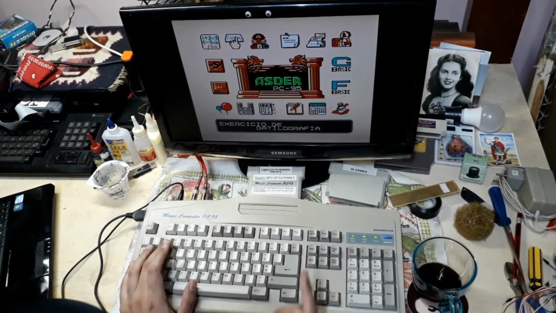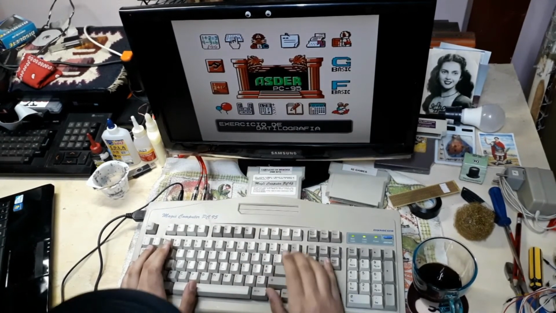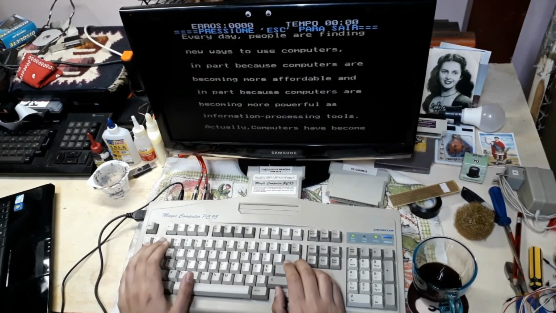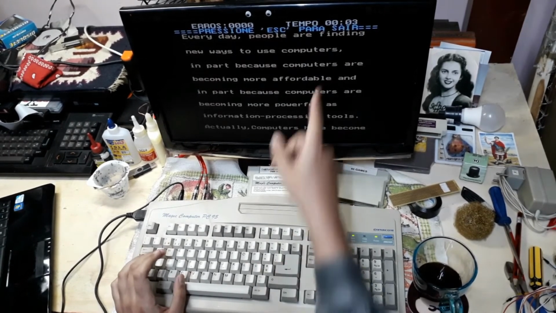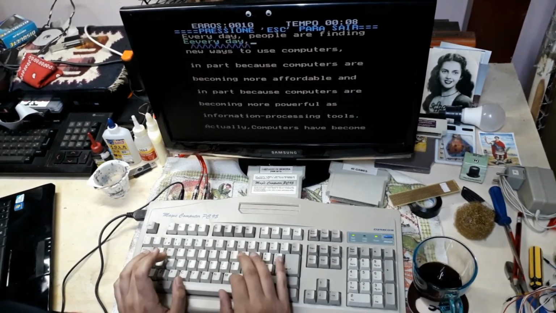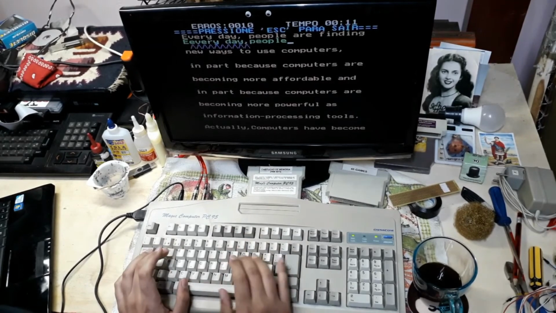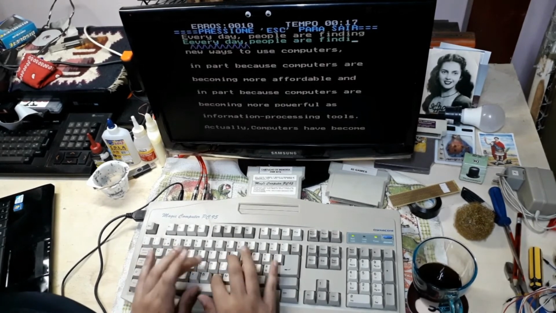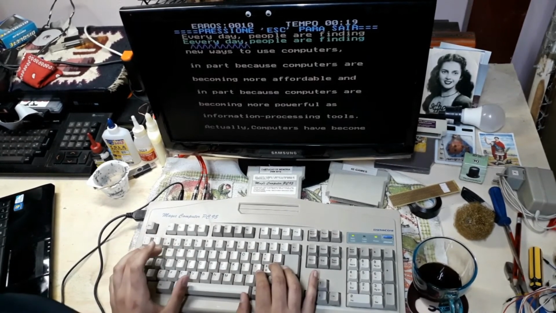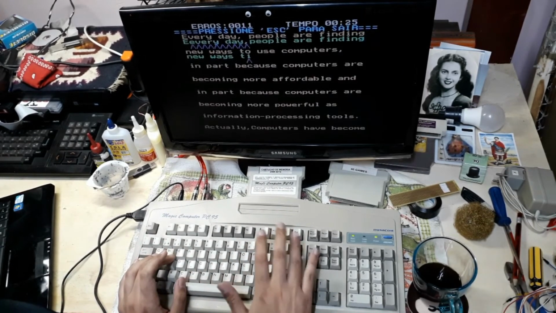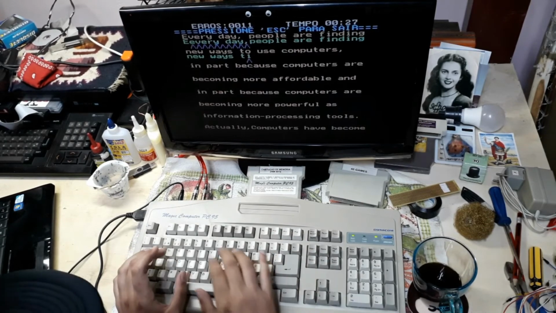This is the typing exercises. It's probably the same thing as the other. Let's see. Oh, lesson 1, English. Oh shit, I have time. So every day something's wrong. People are finding new ways to let me correct you, asshole.